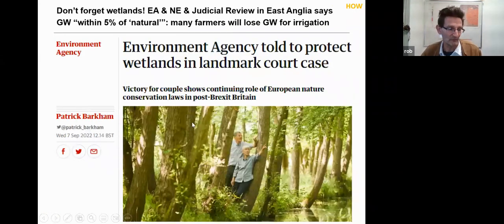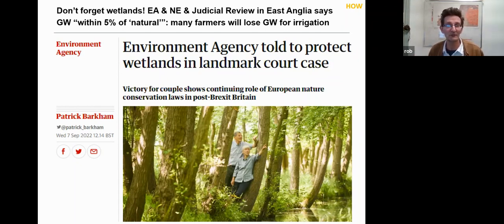Before we move off the general regulatory stuff, it's also worth not forgetting wetlands. Beyond river flows, the Environment Agency, Natural England, and indeed a judicial review in East Anglia have recently concluded that wetlands require a very high standard of protection. Again, we're putting them on a bit of a natural altar within 5% of natural flows.